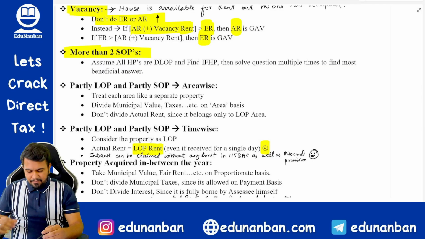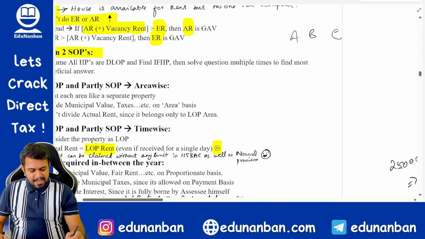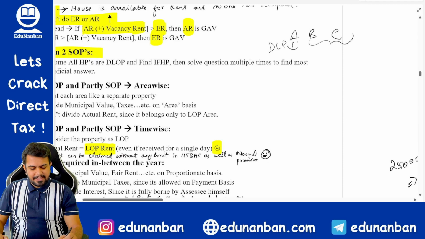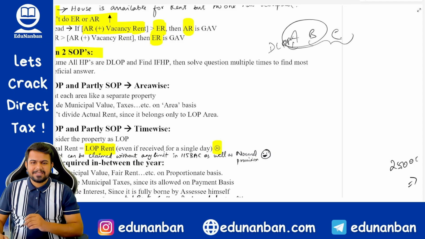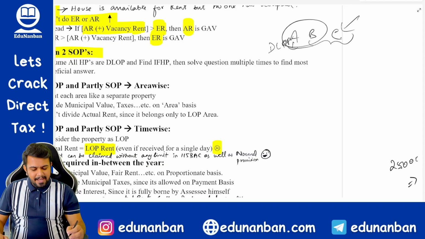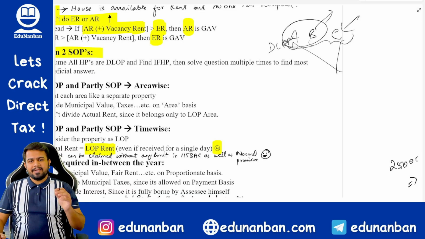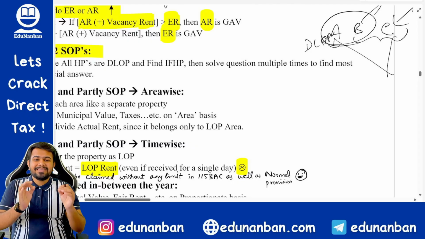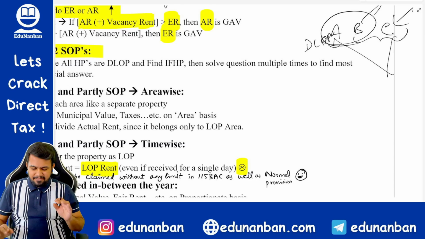For example, if there are three properties A, B and C, then first assume that B and C are self-occupied and A is DLOP, that is deemed to be let out property. Then find the answer. Similarly, find the answer if A and B are self-occupied and C is DLOP, and then A and C are self-occupied property and B is deemed to be let out property. Then in all the three answers, see in which answer the income is the lowest, and that lowest income will only be the final answer.